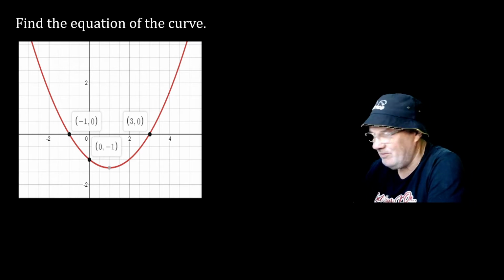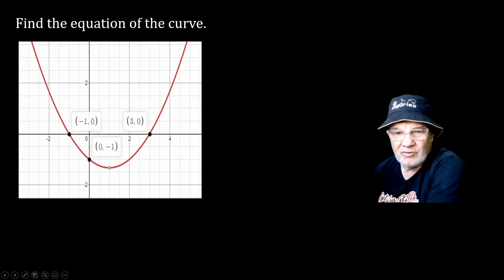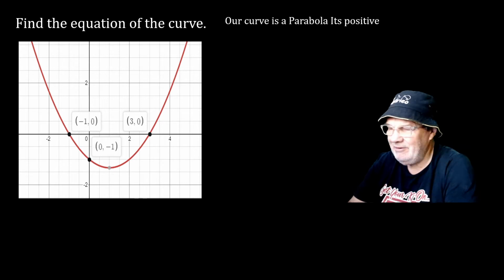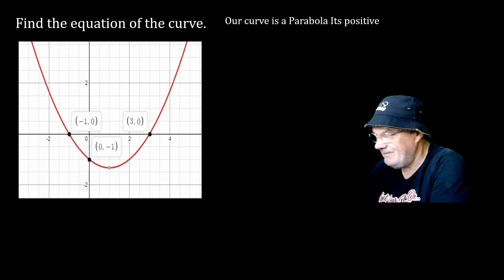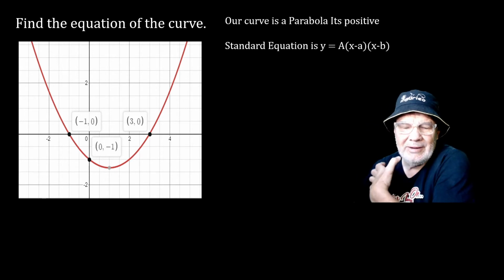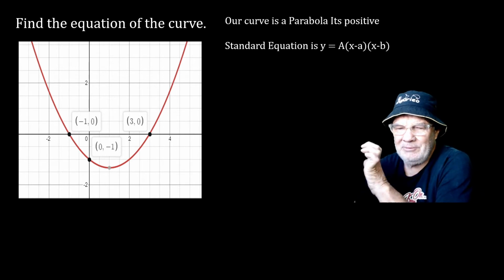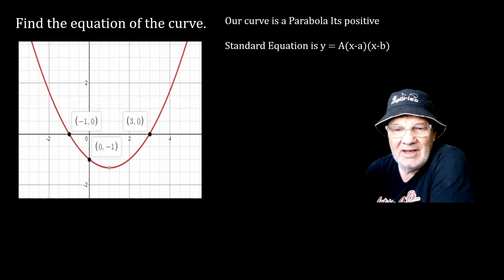So let's get some sort of words for this. So here it is. Our curve is a parabola, and it's positive. That can only be good. All right, so the standard equation for a parabola, or one of them, is y equals A, capital A, in a bracket x minus little a, and another bracket x minus little b.